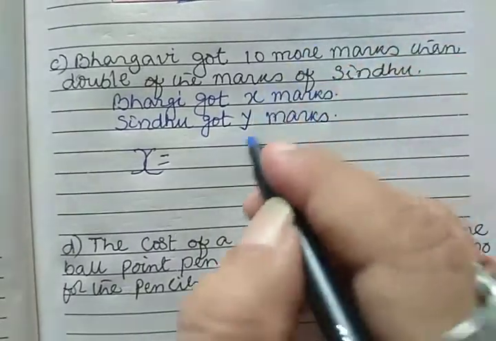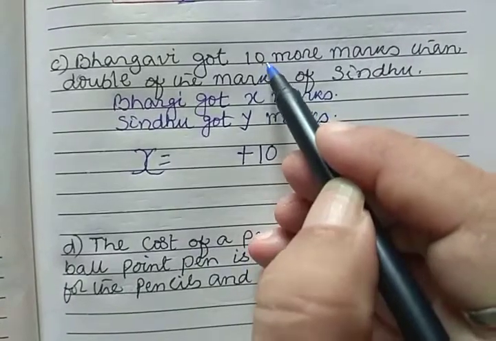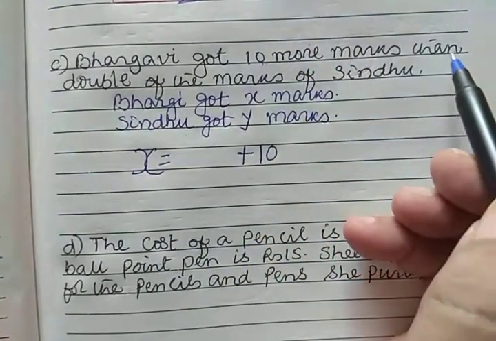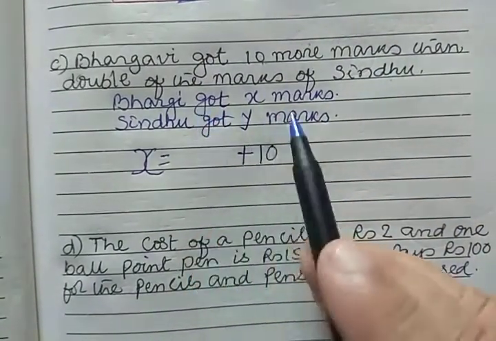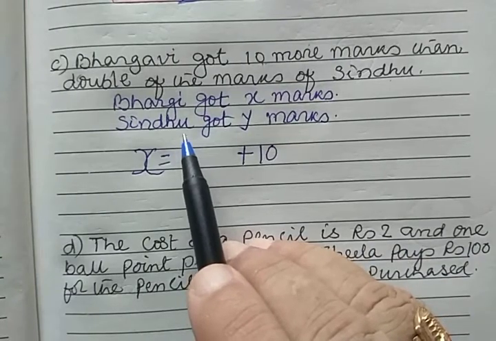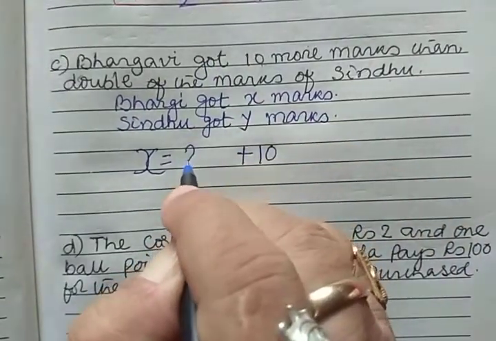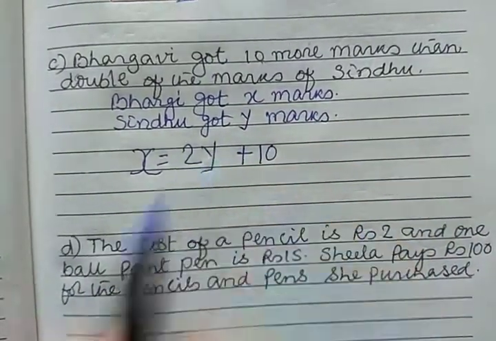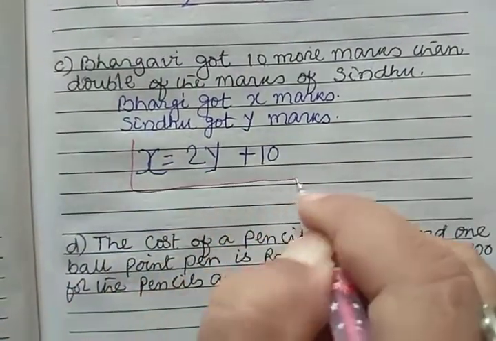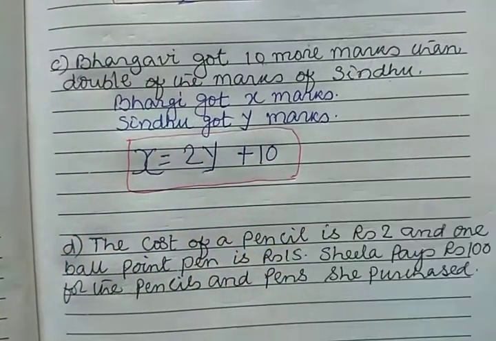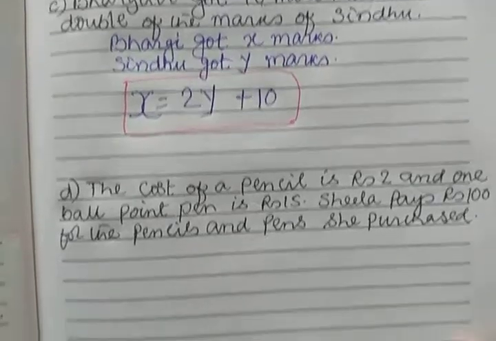10 marks more. More means what? Plus 10. Then double of the marks of Sindhu. Double means into 2. How many marks did Sindhu get? y. Double means 2y. So what is the equation? x is equal to 2y plus 10. So let us do one more.